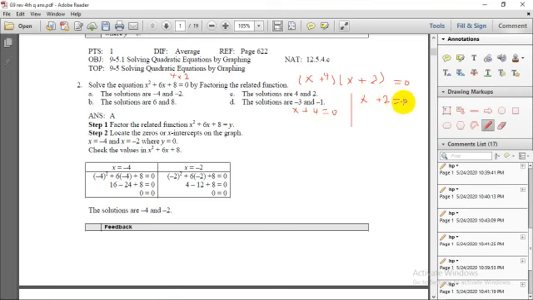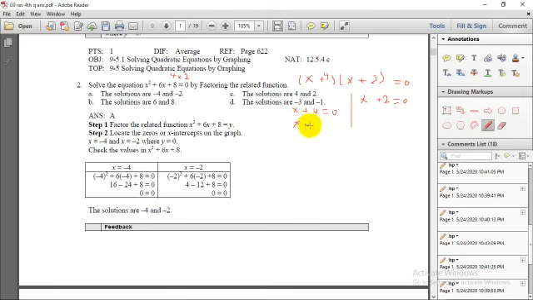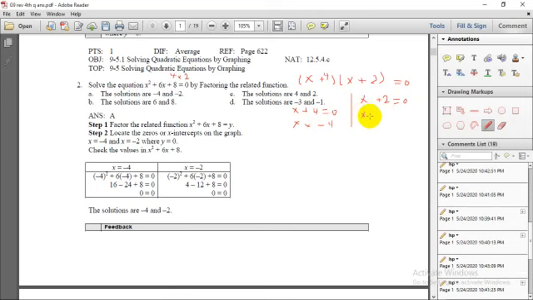Each bracket equals 0. The plus 4 will go to the other side with negative. Very good. So x equals negative 4. And here the plus 2 will go to the other side with negative. So x equals negative 2. So what are my numbers here? Negative 4 and negative 2, which is A.